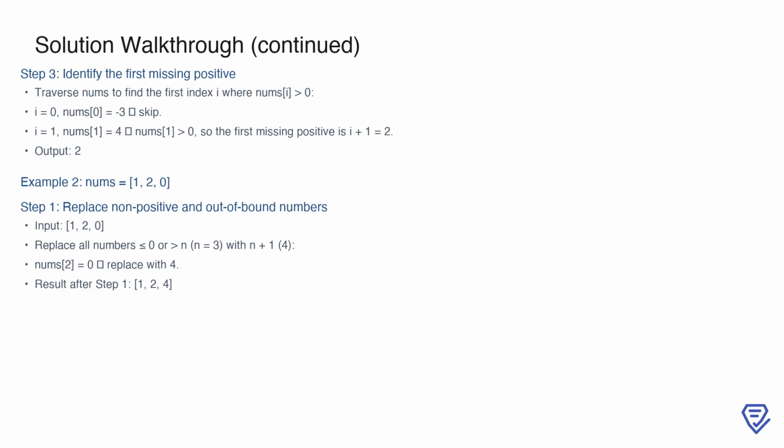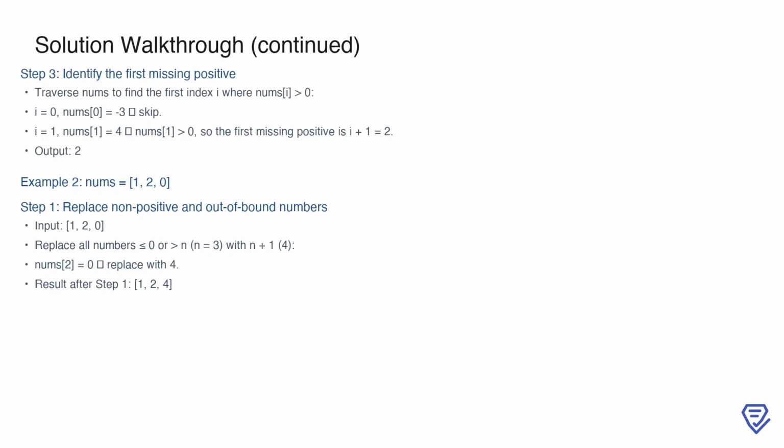Now, in the last step for this example, we identify the first missing positive. To do this, we traverse the array and look for the first index i where the number at that index is still positive. Starting with i equals 0, nums[0] is -3, so we skip it. At i equals 1, nums[1] is 4, which is positive, meaning the first missing positive number is i plus 1, or 2. For the second example, nums is 1, 2, 0.